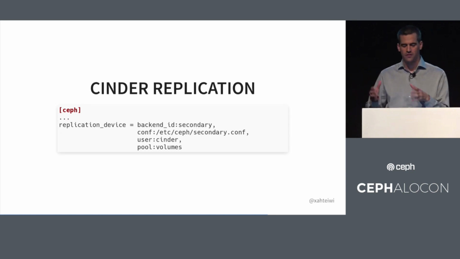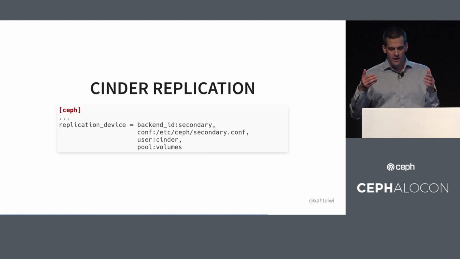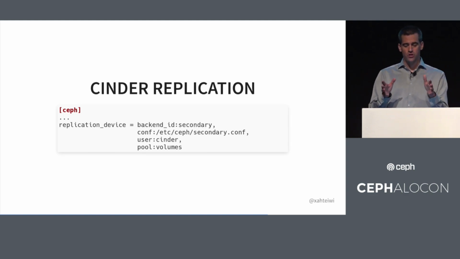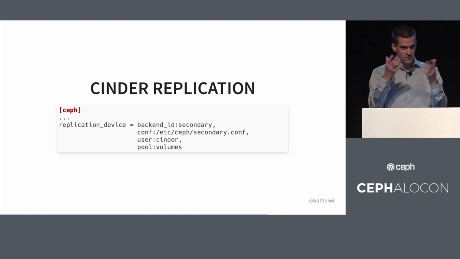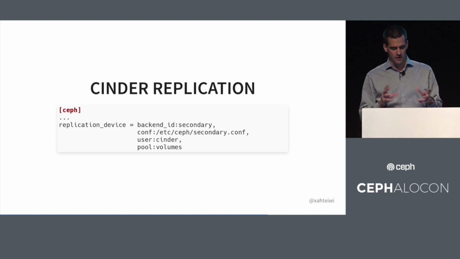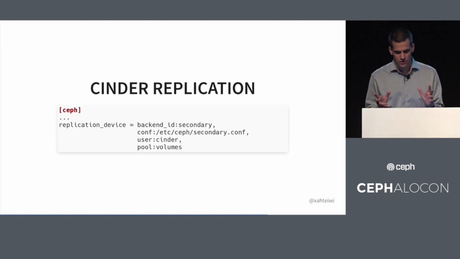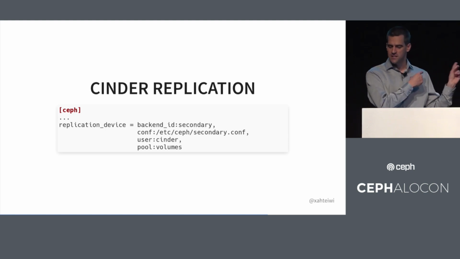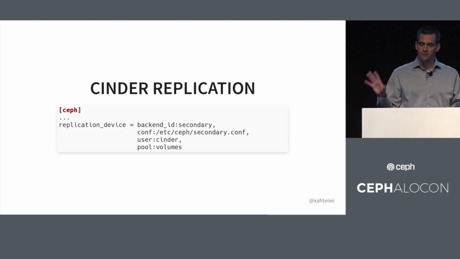And therefore, everything that is not in a volume is by definition ephemeral. And so that means the only user-generated data that's persistent is in Cinder, the block storage service in OpenStack. And in Cinder, we have the concept of replication, which you have to define by adding this replication device stanza to your Cinder backend configuration. And that's totally supported for the RBD driver.